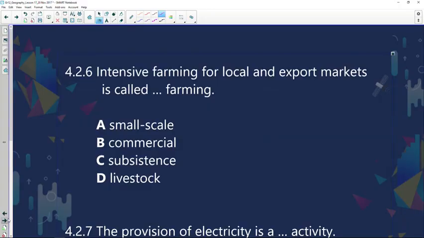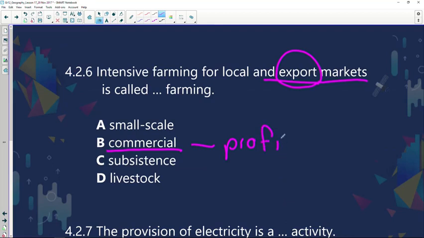Now 4.2.6, intensive farming for local and export markets is also called commercial farming. Now, very importantly, over there's your keyword. For the export market, it's to make a profit. So what we basically do is we take our product, we farm it and produce it over here, and we ship it overseas to earn foreign income. For instance, our grape farming taking place, the processing taking place is making wine of it, and eventually shipped it out. So commercial farming is always to make a profit.